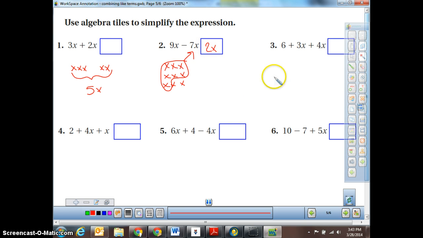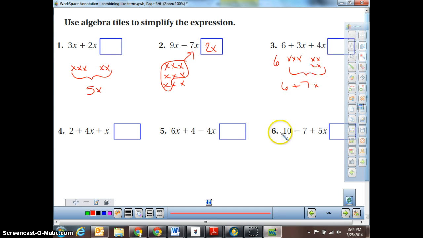And last but not least, over here I have a constant thrown in. We'll have to see how that changes things. I have my 6, and then I have 3 x's, and then I have 4 x's. These are all x to the first power, so I can go ahead and combine these to equal a total of 7 x's. I don't have anything to combine my 6 with, so that just has to stay there. 6 plus 7x is my answer.